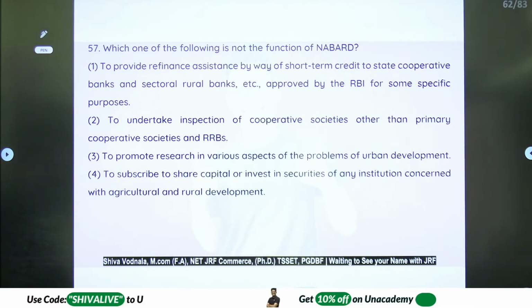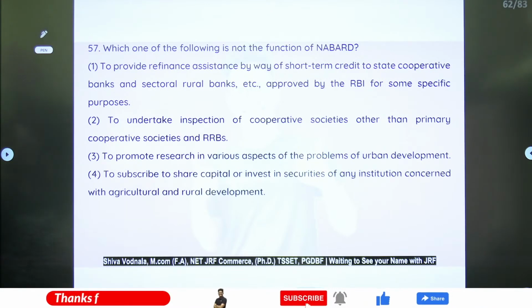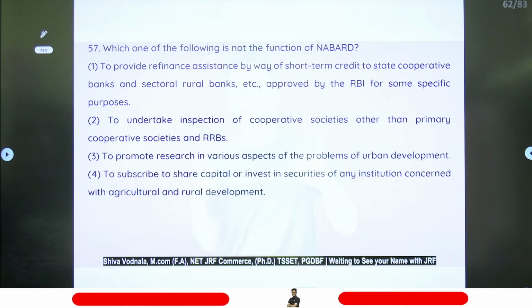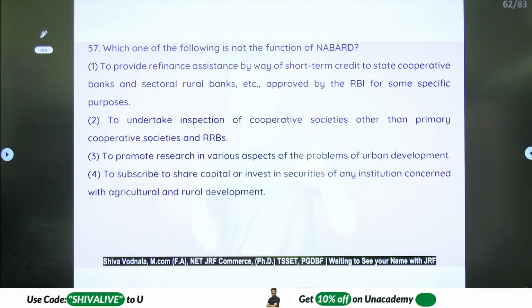Last and final question. Not a function of NABARD: to provide refinance assistance by way of short-term credit to state cooperative and regional rural banks approved by RBI for specific purposes; to undertake inspection of cooperative societies other than the primary cooperative societies and RRBs; to promote research in various aspects of the problem of urban development; to subscribe to share capital or invest in securities of any institution concerned with agriculture and rural development.